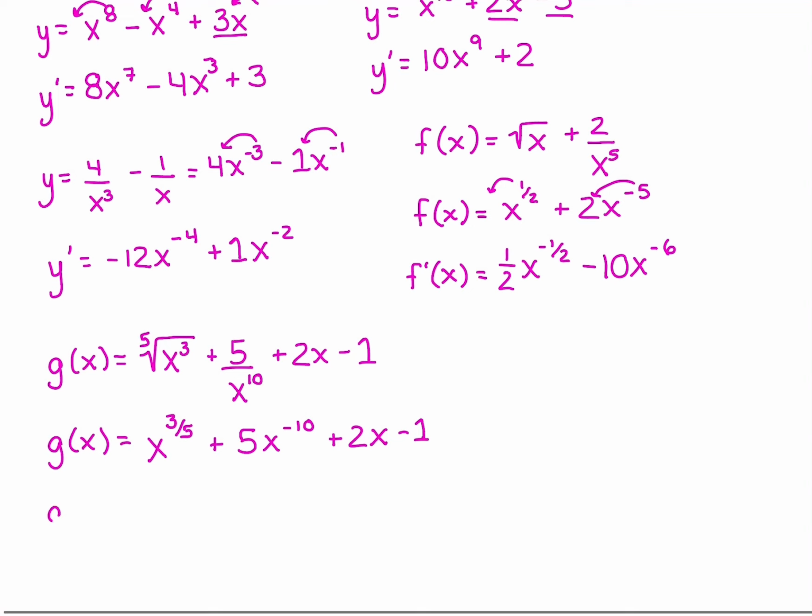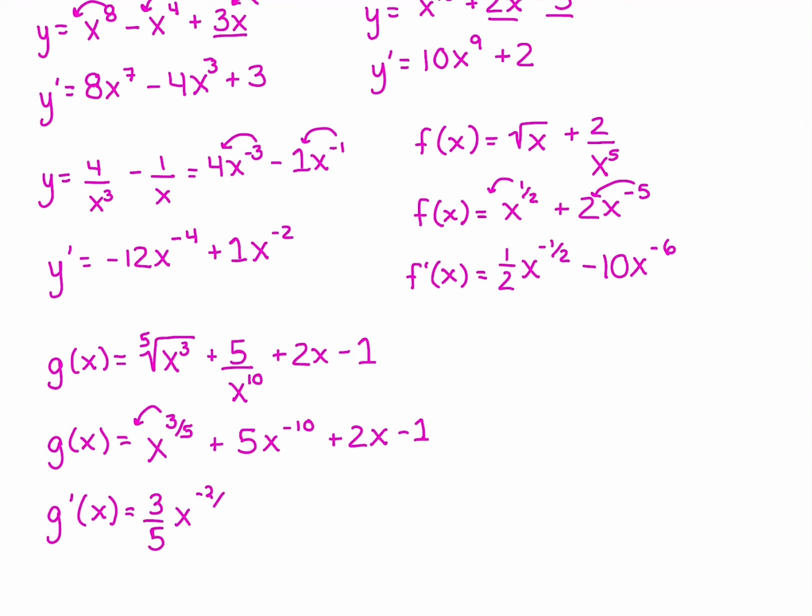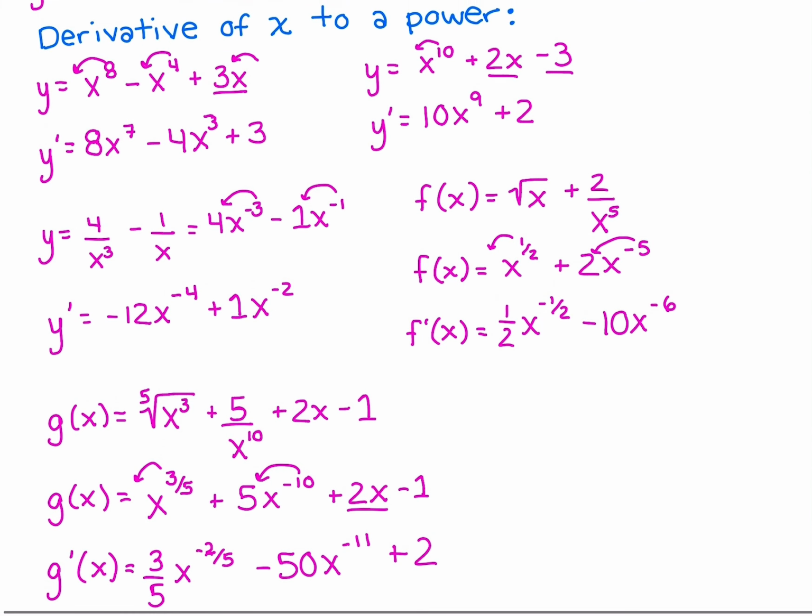Now we're ready to take the derivative of the whole thing. Derivative means bring down the power, so 3/5. Subtract 1 for the new power. 3/5 minus 1 is negative 2/5. Same thing with this negative 10. Bring down the power. 5 times negative 10 is negative 50. Subtract 1 for the new power. Negative 10 minus 1 is negative 11. Derivative of 2x is 2. Derivative of negative 1 is just 0. It's a constant. So there's a quick recap of all of our rules and then some super complicated algebra mixed in.